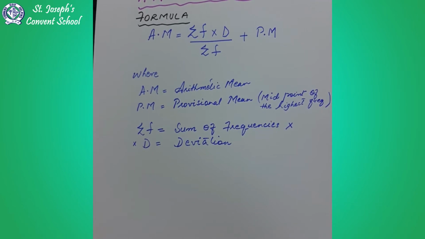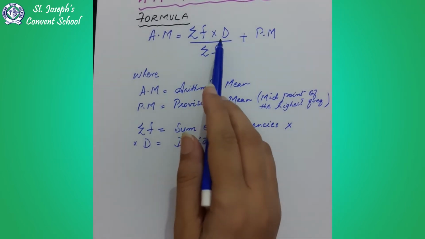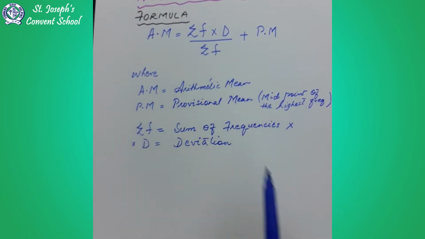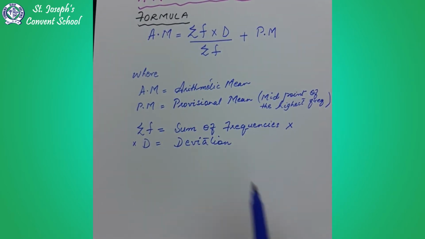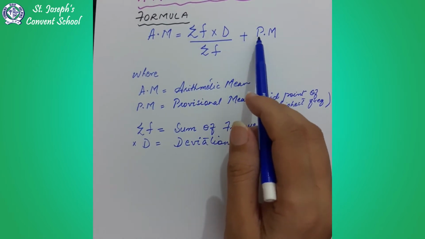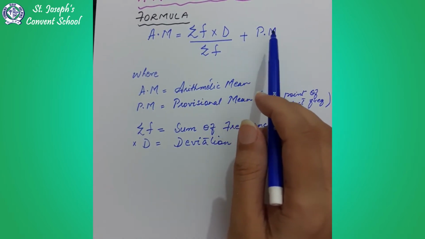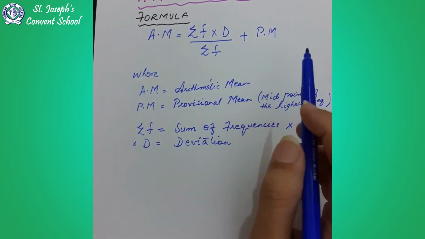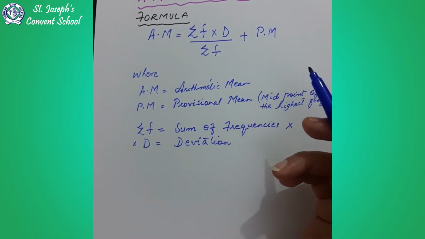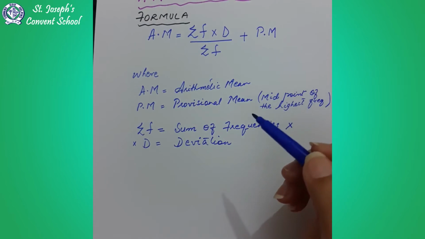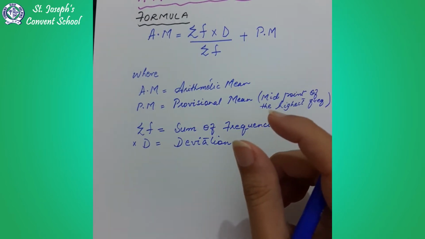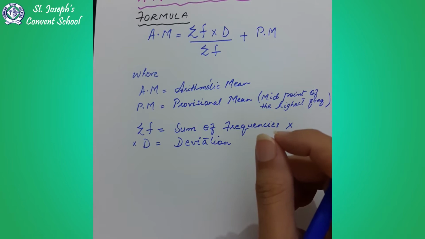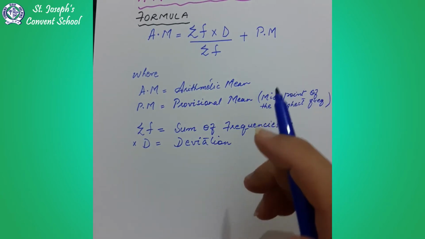Now I'm going to give you the example. This formula is a little different from the earlier one. Instead of x there is d, and d stands for deviation. Here plus PM is the provisional mean. This provisional mean means the midpoint of the highest frequency in the data: where the highest value of the frequency is given, take the midpoint of that value.